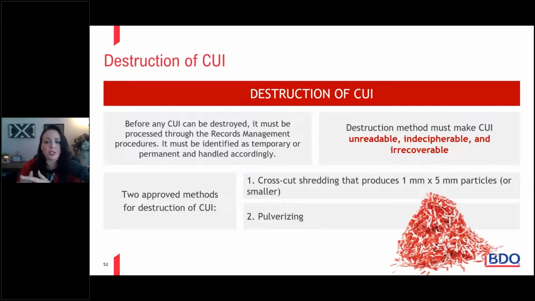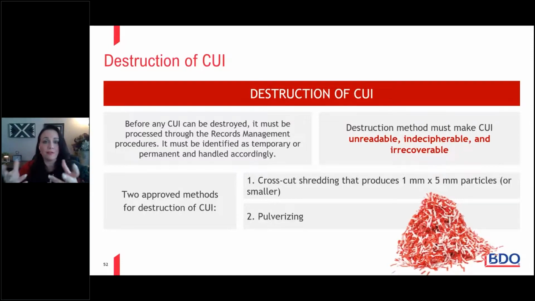The destruction method must make CUI unreadable, indecipherable, and irrecoverable. So there are 2 approved methods, and I'm going to insert one more of my own. The 2 approved methods are crosscut shredding that produces particles of 1 millimeter by 5 millimeters or smaller, and pulverizing. The secret option number 3 is just incineration. Incineration has to take it up to a high enough temperature that you can burn documents, you can burn hard drives, and there is no material retained.